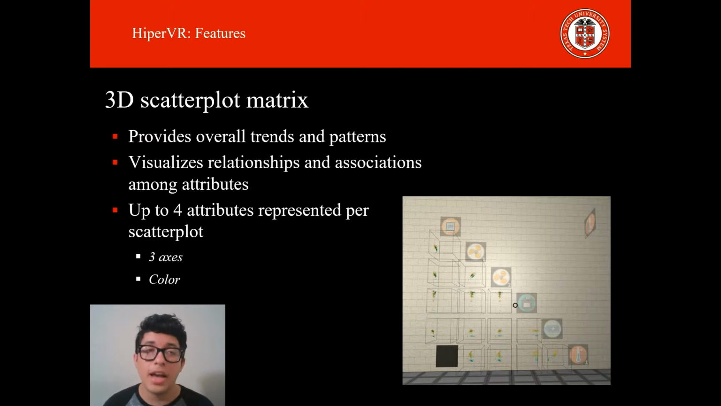The last and probably the most important feature of the HiperVR is the 3D scatterplot matrix. This matrix provides overall trend and pattern visualizations. It visualizes relationships and associations among the attributes. It can visualize up to 4 attributes per scatterplot, since it has 3 axes, and then one more for the color of each of the data points represented inside of the scatterplot.